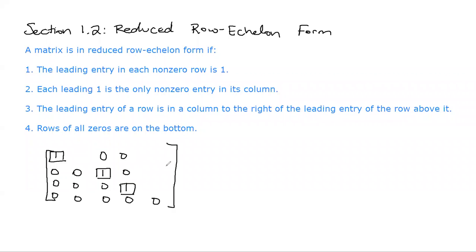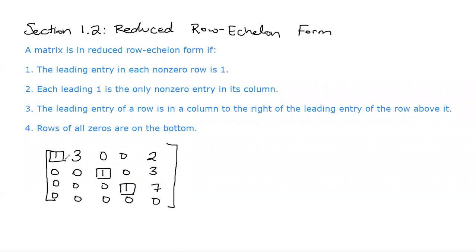Any of these other empty spots that we have aren't dictated by reduced row echelon form. So they can kind of be anything that you want. So for instance, this could be a 3. It wouldn't have to be a 0 because there is no leading 1 in this column. Similarly, there's no leading 1 in this last column because our last row is all zeros. So this could be anything you might want to have.